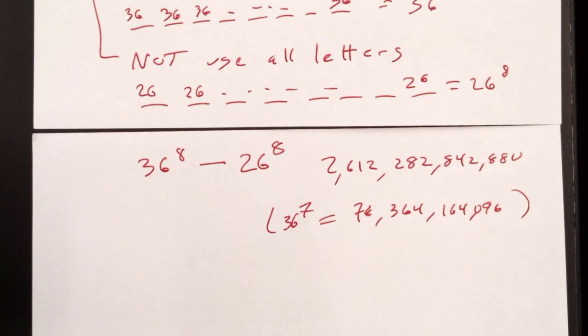9 or 10 or 11 or 12, right? I might have to do this. 36 to the 9th minus 26 to the 9th, and then 36 to the 10th minus 26 to the 10th, and then add up all those options.